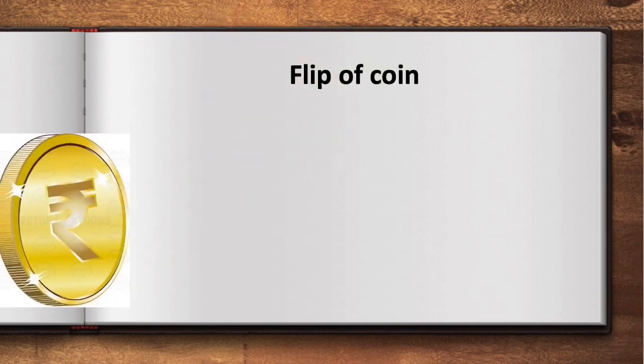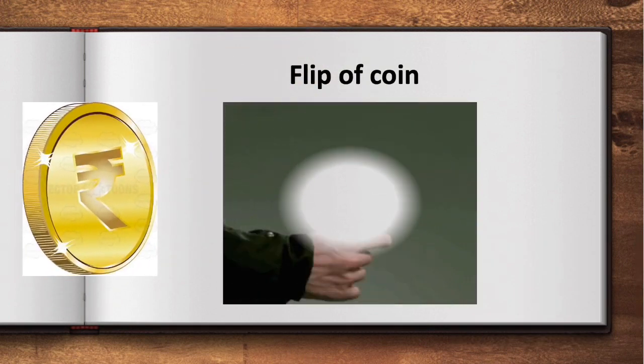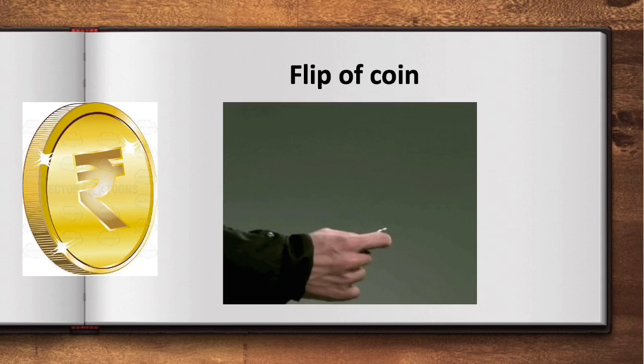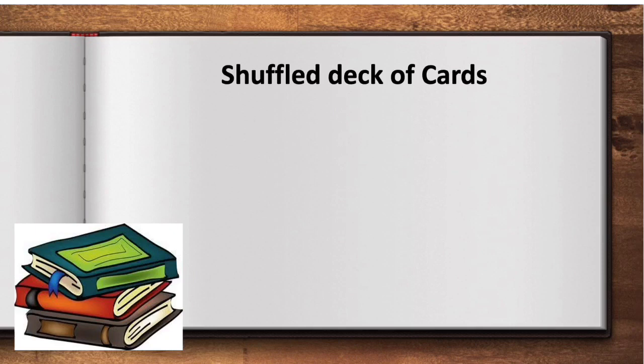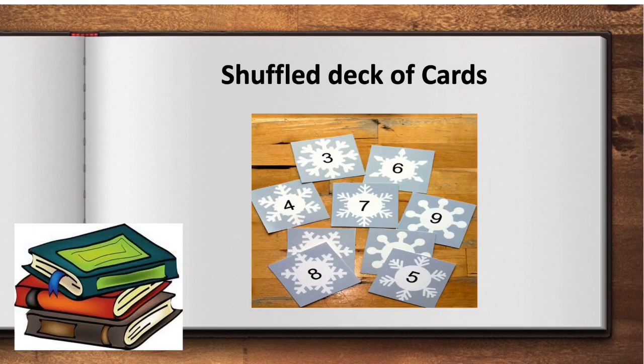See the example of flip of coin. In this, we flip the coin; for head, subjects are assigned to the experimental group, and for tail, subjects are assigned to the control group. Next, shuffle deck of cards. In this, we make cards giving them numbers. If an even number appears, subjects are assigned to the experimental group, and if an odd number appears, subjects are assigned to the control group.